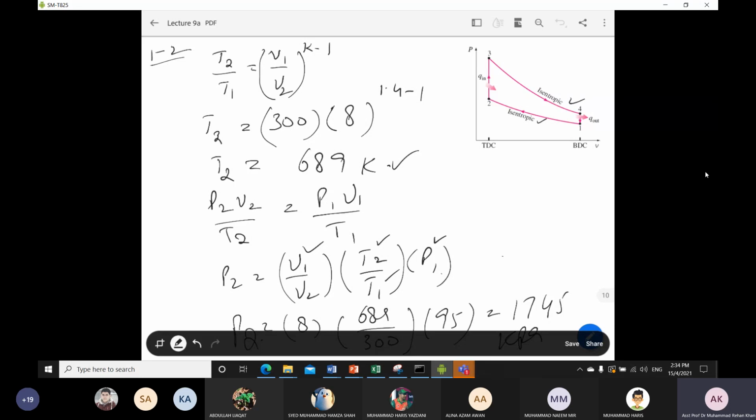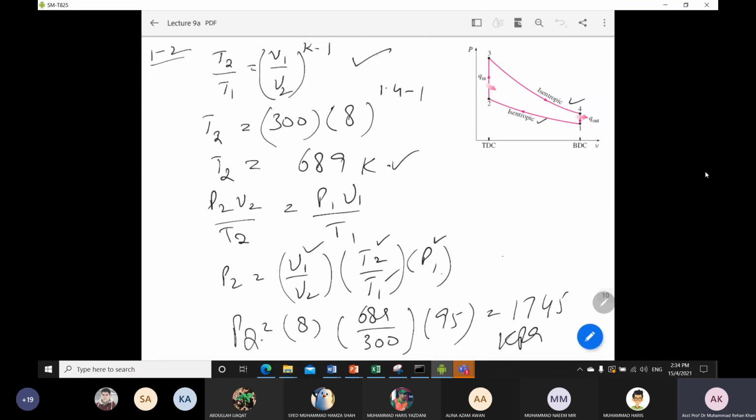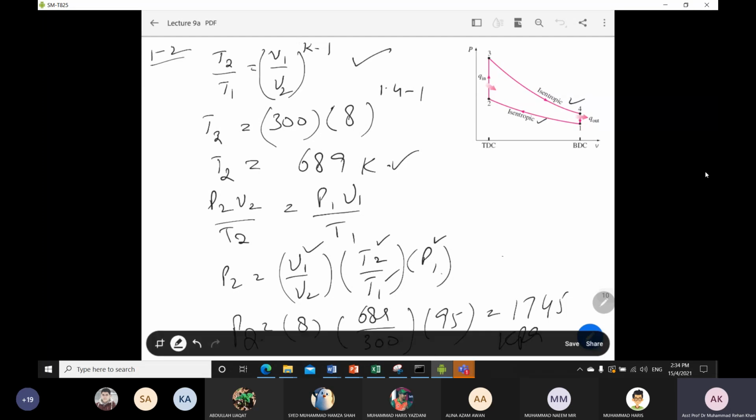And you have noticed that when we make the assumption of constant specific heat, we directly find the value from this relation. We do not go to the thermodynamic table to find the values of different properties over there. Okay, so this is the main difference between these two assumptions.